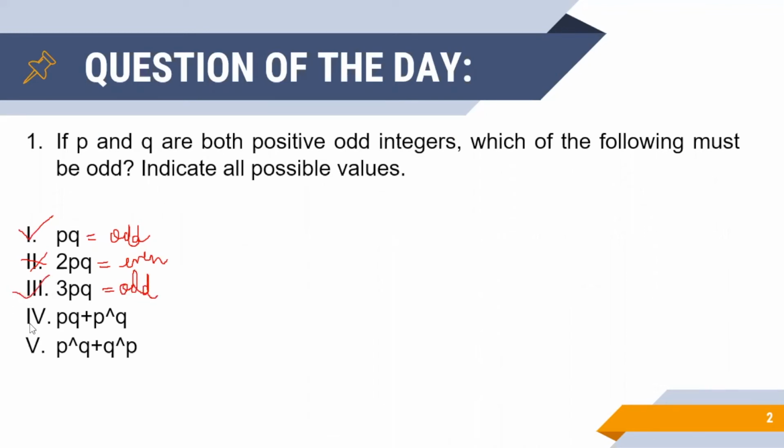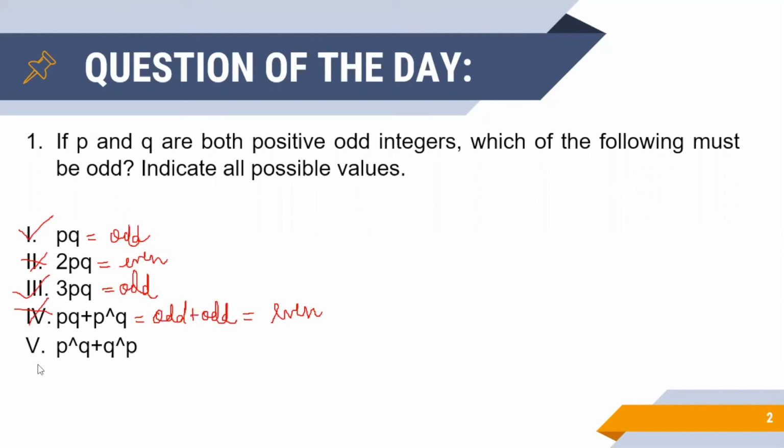Next, expression 4 implies summation of PQ, which is already an odd number, with P to the power Q. Now, we know that P to the power Q, which is an odd number raised to some power, is always odd. Hence, expression 4 can be reduced to the summation of two different odd numbers, which always produces an even number, and hence expression 4 can be eliminated.